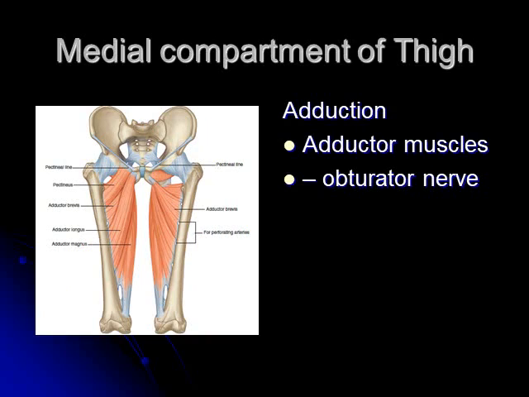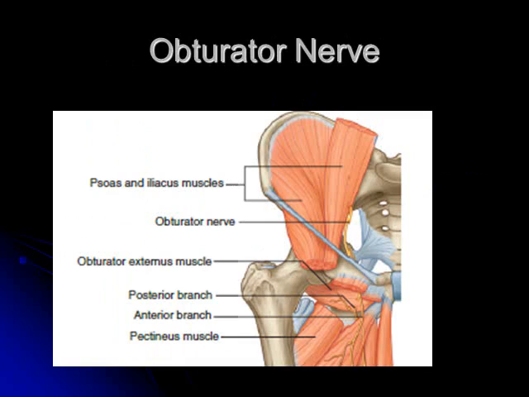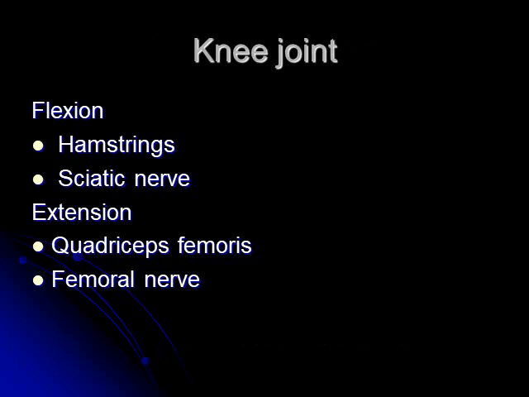Adduction of the hip joint is done by the muscles in the medial compartment of the thigh. They are adductor muscles like adductor magnus, adductor longus and adductor brevis, which is supplied by the obturator nerve. So this is the obturator nerve. The knee joint movements are flexion and extension. The flexion is done by the hamstring group of muscles in the back of the thigh, which is supplied by the sciatic nerve, and extension is done by the quadriceps femoris muscle, which is supplied by the femoral nerve.